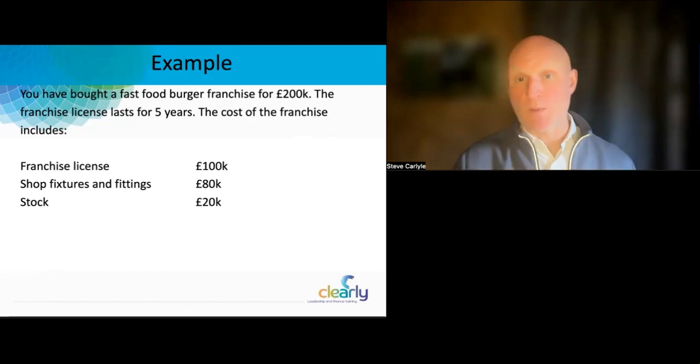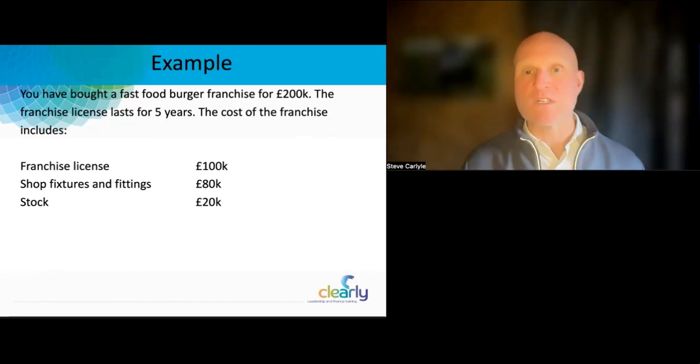The stock, by the way, would go in our balance sheet, but it's stock. It doesn't get amortized or depreciated. It just stays there until it gets sold to one of our customers. So that's how we deal with intangibles. Bits and pieces of terminology there.